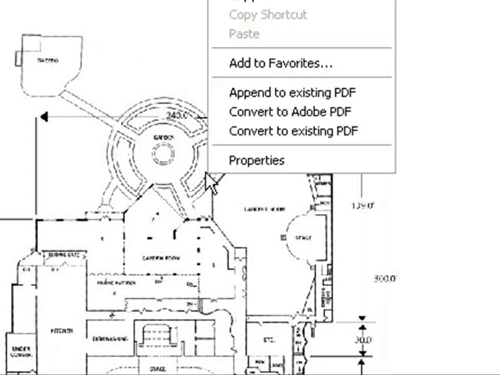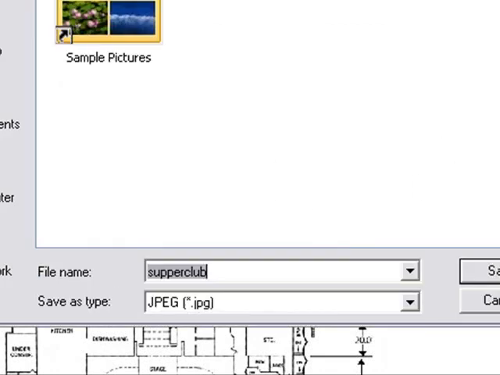So right-click on that and go Save Picture As, and go ahead and save that to your desktop, and we're going to import that into Blender.